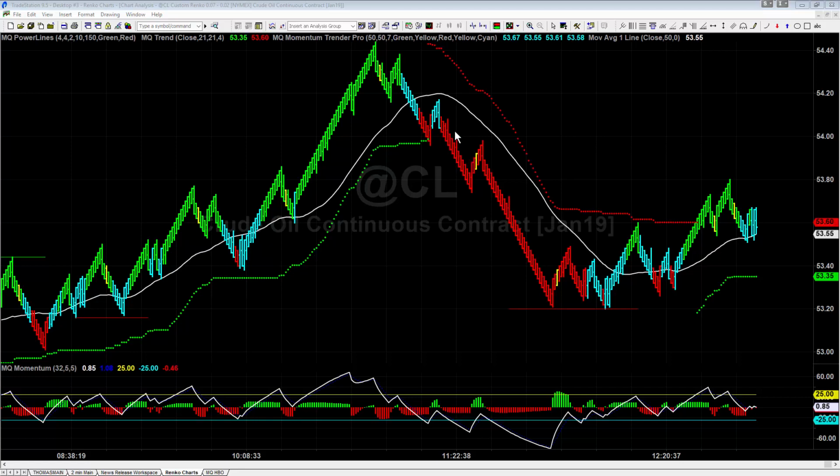Now, one of the ways we stay in trades longer and know when it's time to get in and get out using Renko is we use the Momentum Trender Pro indicator, which is what's painting these price bars green, blue, and red. Blue means neutral, green is bullish, and red is bearish.